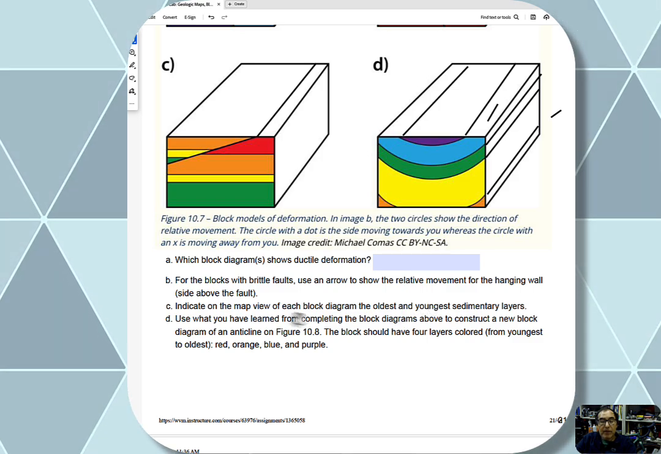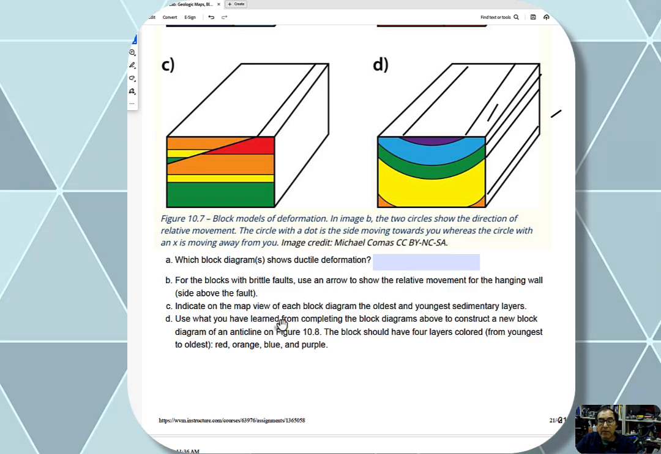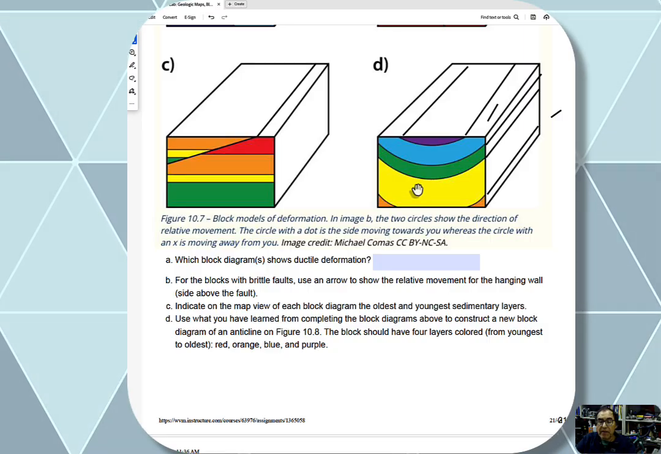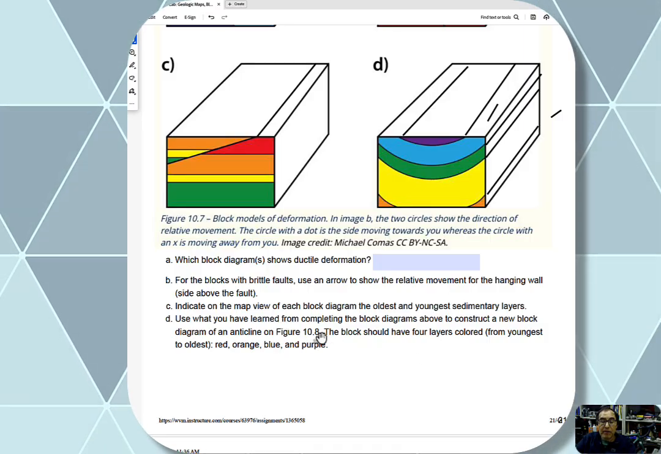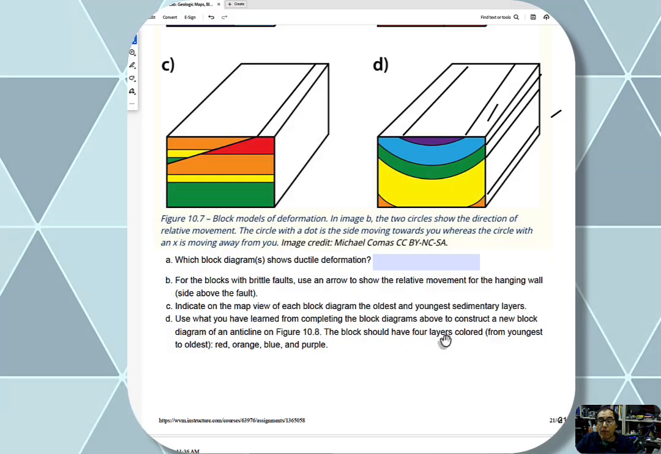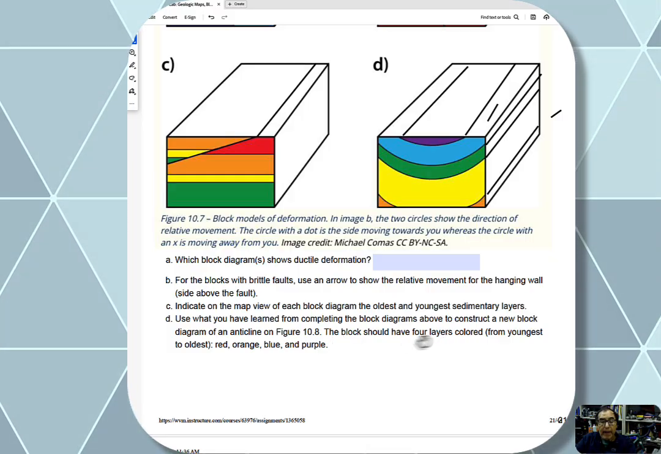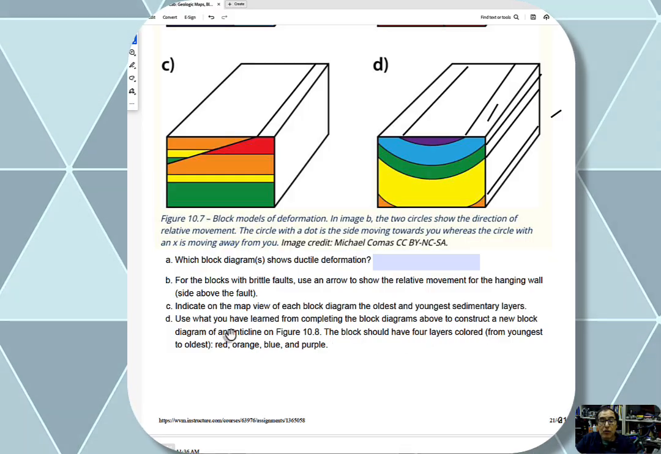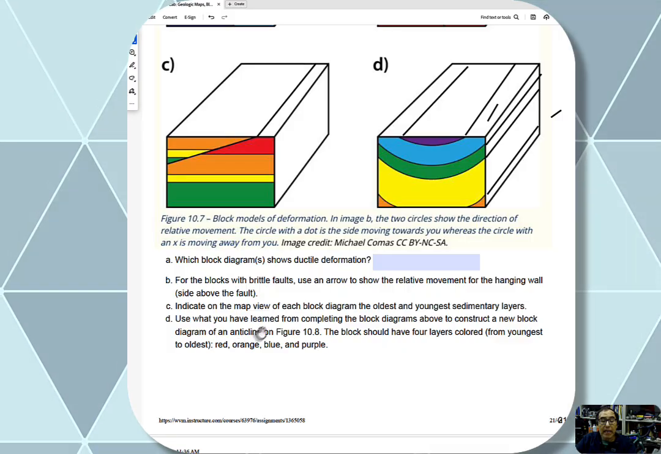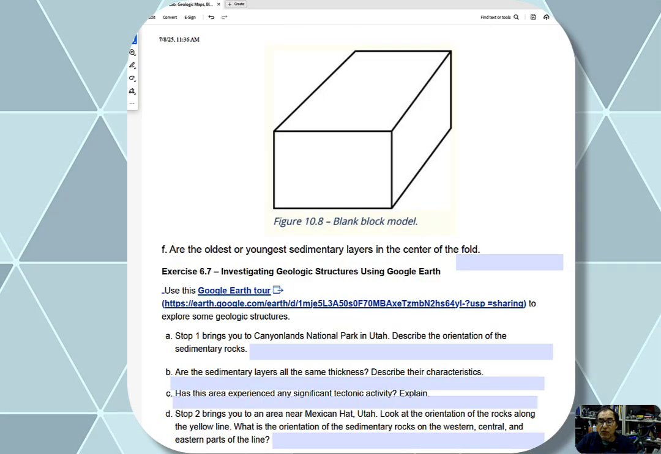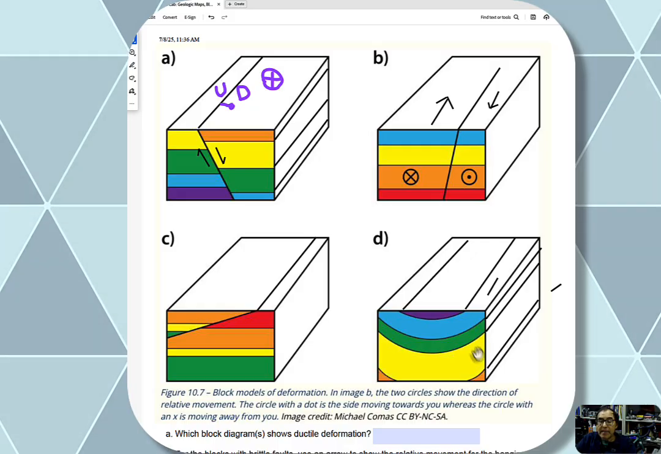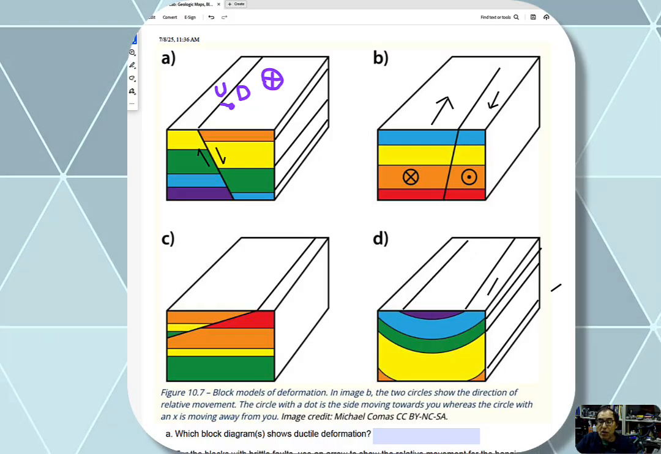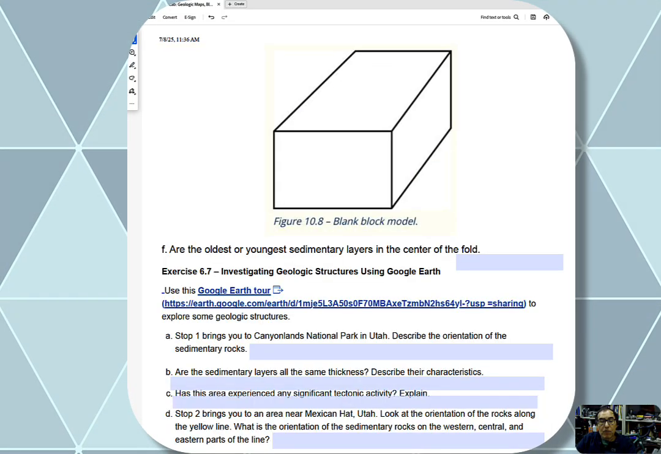And then for letter D, use what you've learned from completing these diagrams to construct the block model in figure 10.8, which is the next page. The block should have 4 layers, and you should show an anticline, right? You're going to do it on this figure here. So to do that, you're going to have something like this, but make it an anticline, right? And then show your geology there. So I'll let you work on that one.